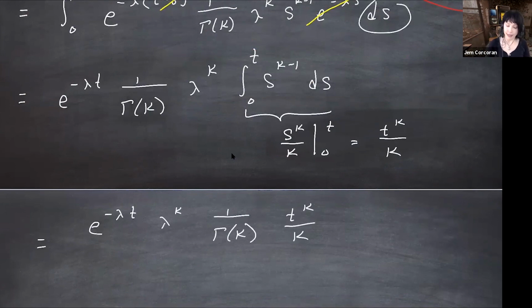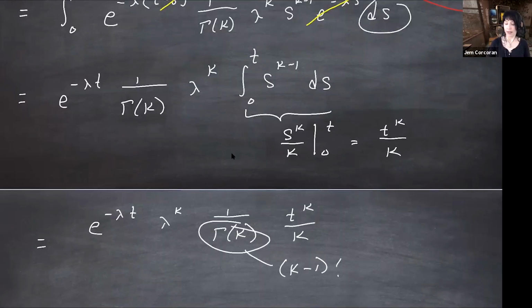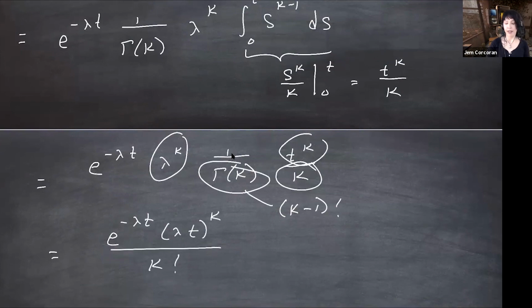But remember, k is an integer, and the gamma function of k, an integer, is k minus 1 factorial. And then I'm going to combine that with this k to say that I have k factorial in the denominator. And I'm also going to combine the lambda to the k and the t to the k, and we're done. We have e to the minus lambda t, (lambda t) to the k over k factorial. And that's what we wanted.